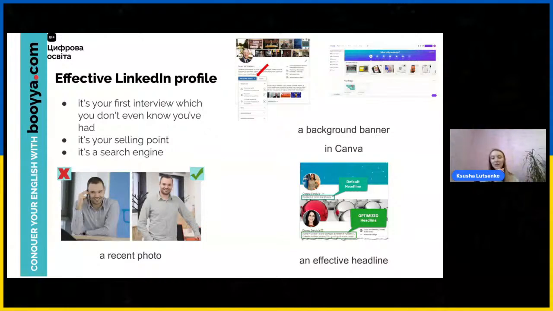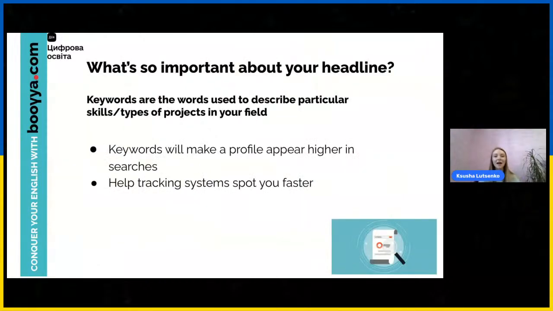And a really important thing is an effective headline. A headline is a line or two under your name. Now we're going to take a look at how to create this effective headline and how to avoid mistakes we all make. So, to make your headline work, you should always use some keywords.